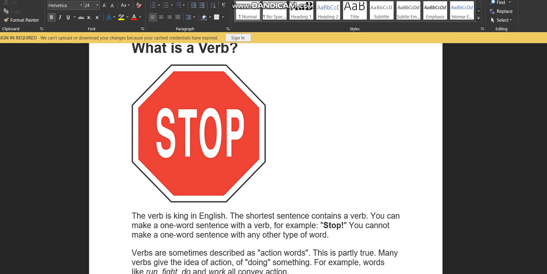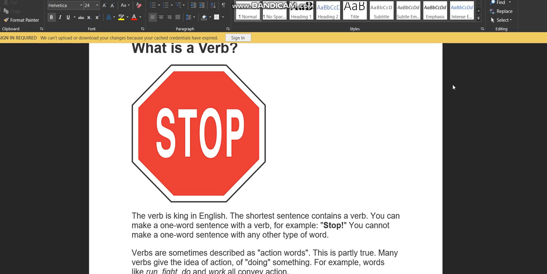What is verb? A word used to describe an action, state, or occurrence and forming the main part of the predicate of a sentence is known as verb. Verb is basically an action word. Whatever action you carry out, whatever work you carry out, whatever thing you do is known as verb.